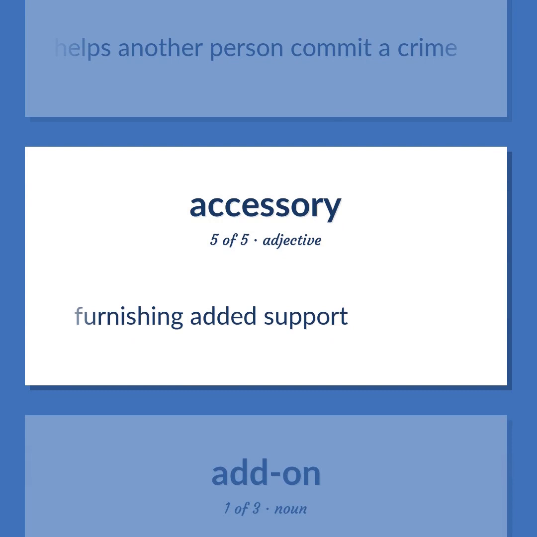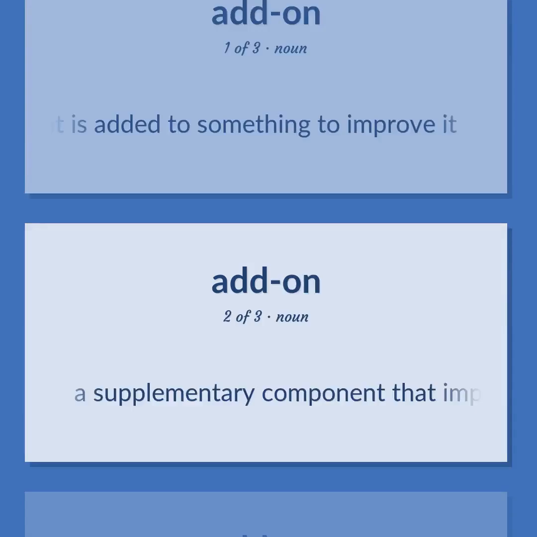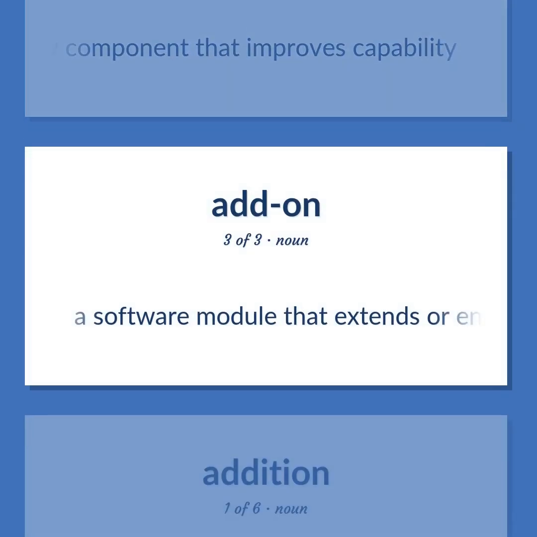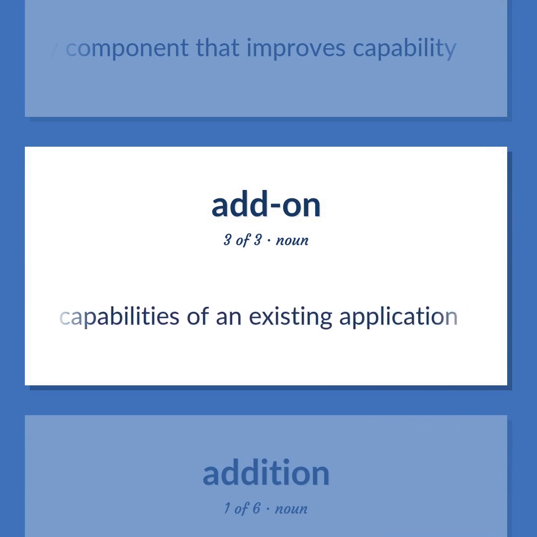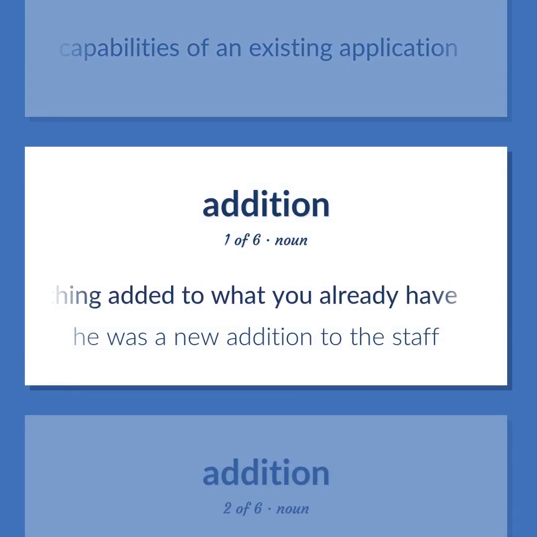Furnishing added support. A component that is added to something to improve it. A supplementary component that improves capability. A software module that extends or enhances the capabilities of an existing application. Something added to what you already have. He was a new addition to the staff.